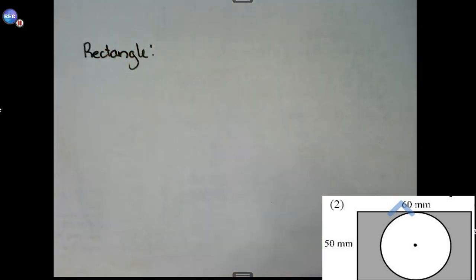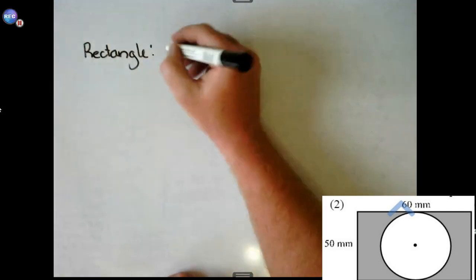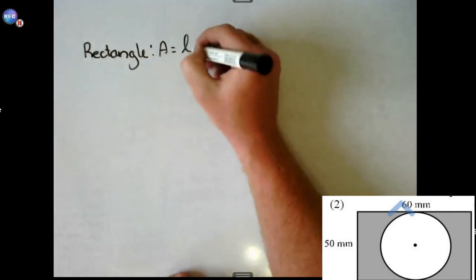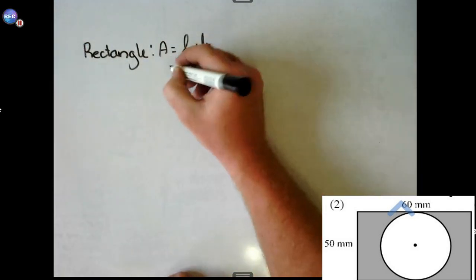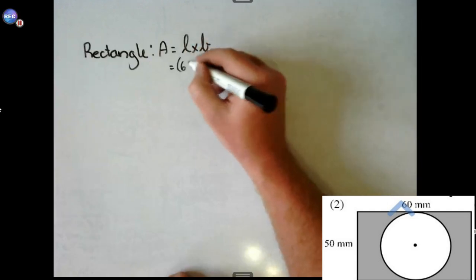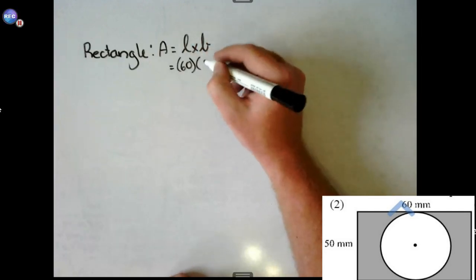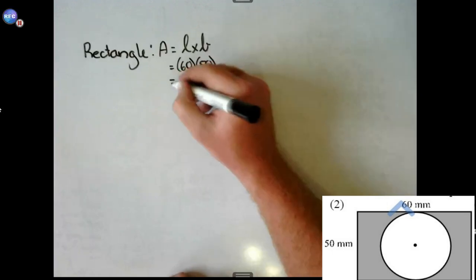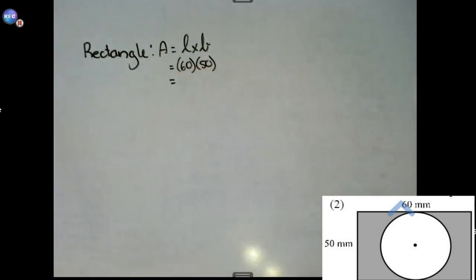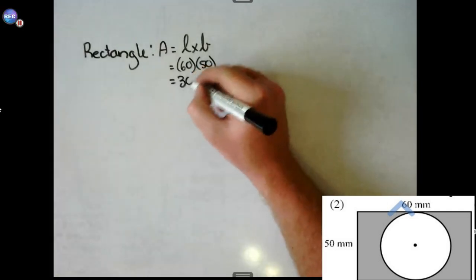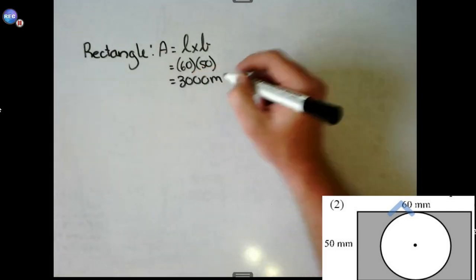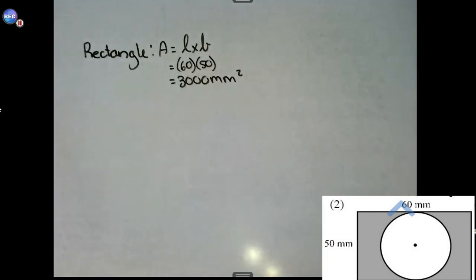So with the rectangle, we are going to use area equals length times breadth. Then we're going to say 60 times 50, and you will get an area of 3000 millimeters squared. So that is for the rectangle.